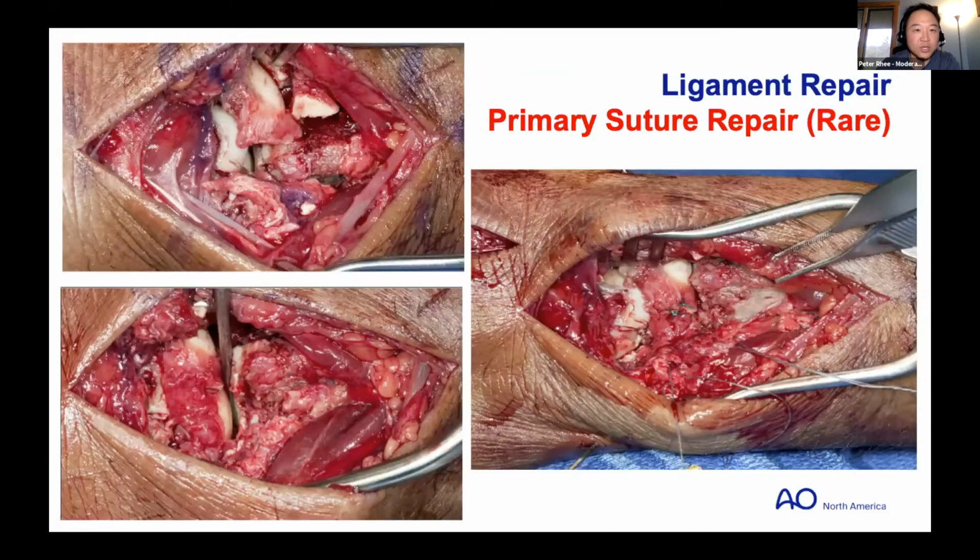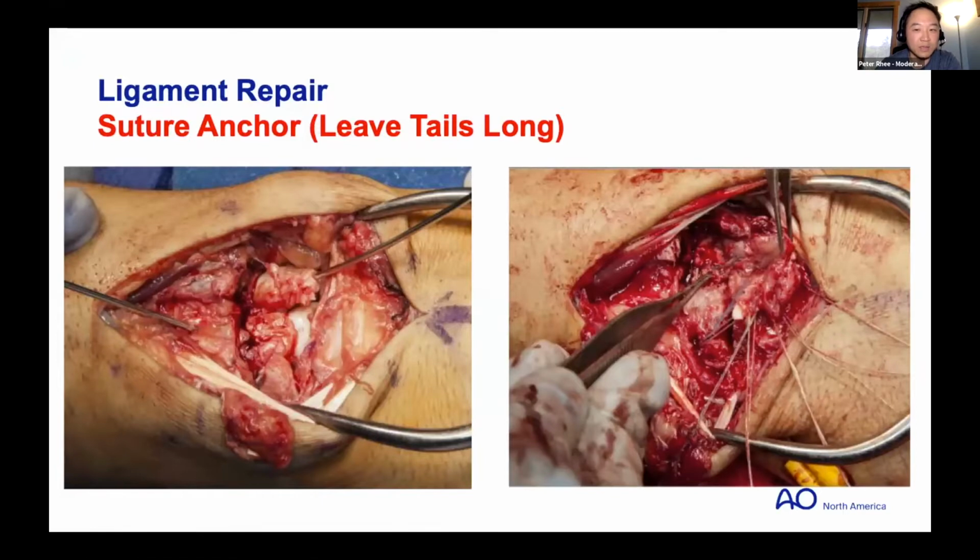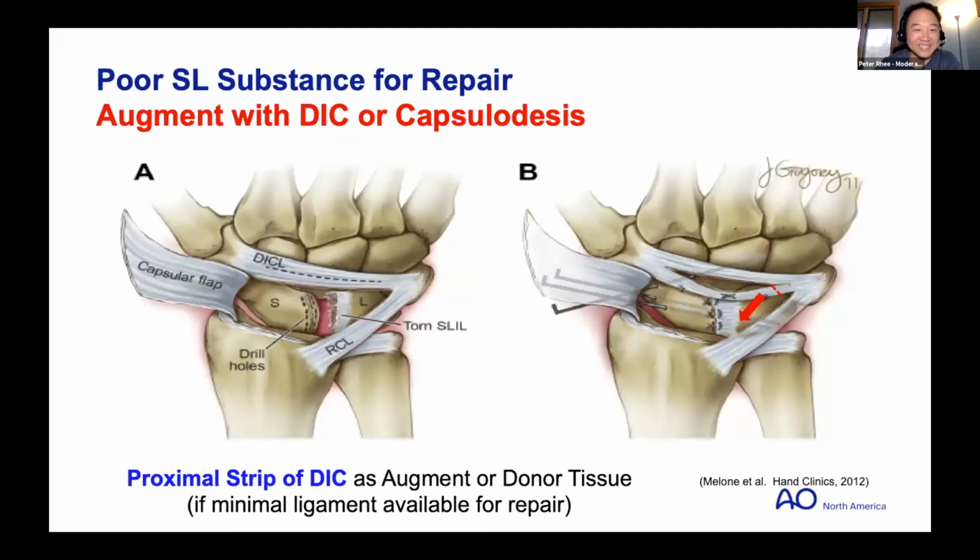It's pretty rare that you have a mid-substance ligament injury, but in those rare cases, you can just repair the ligament. But in most cases, what we're doing is a suture anchor repair, in today's day of suture anchors. And I will just say that when you do this, leave your tails long, because it may save you in the end.